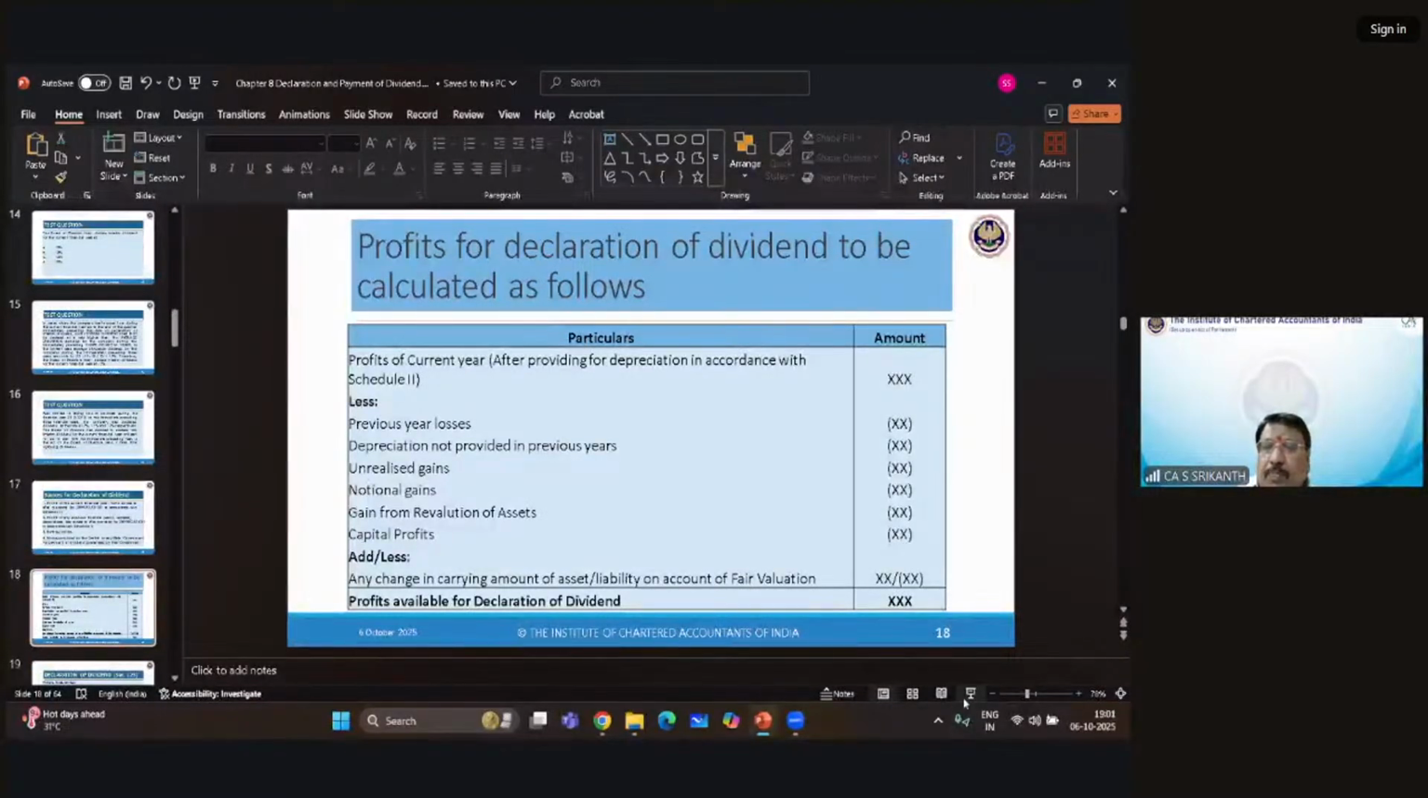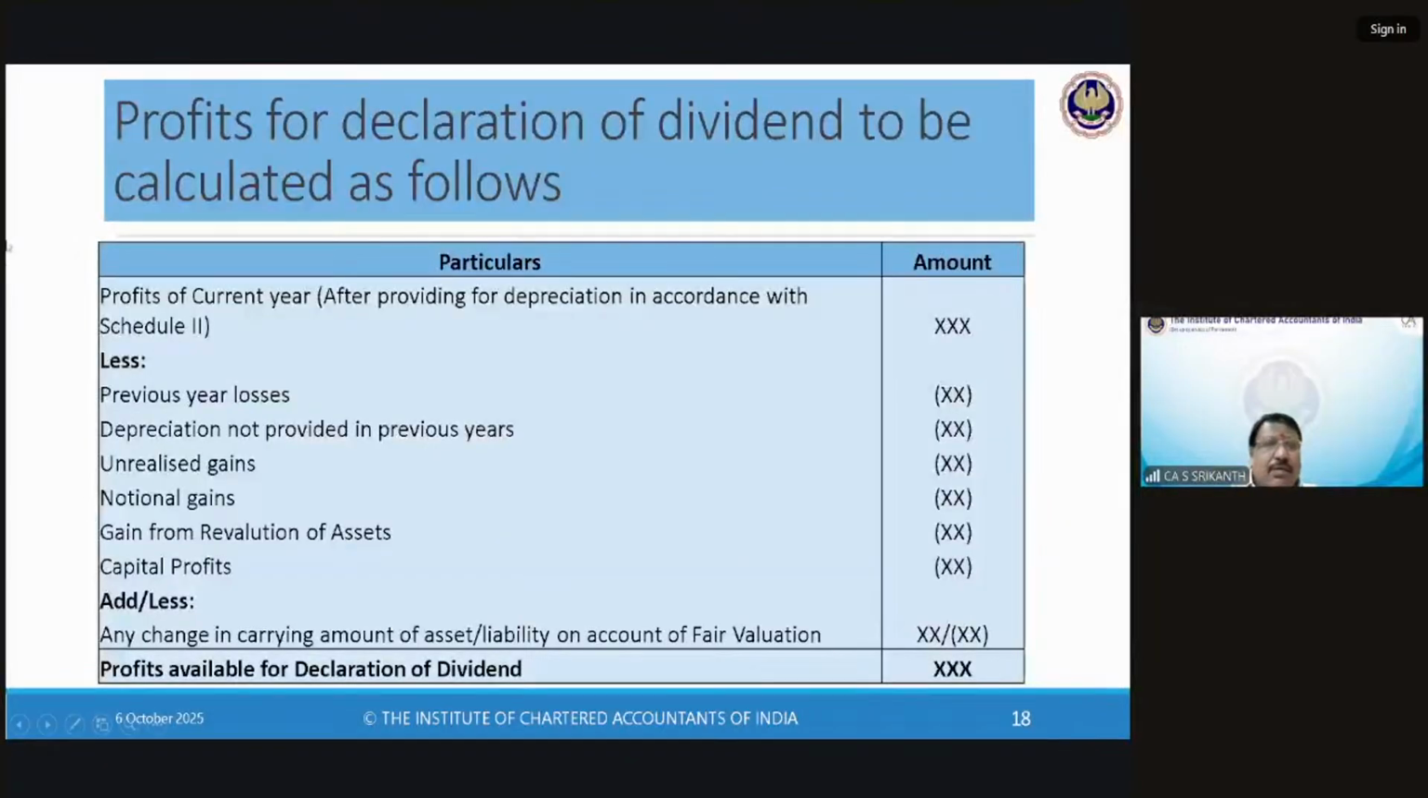Now, how to calculate profits for dividend? Dividend should be declared only out of revenue profits. But we'll be a little careful here. By and large, you should declare dividend only out of revenue profits. You should not declare dividend out of capital or notional profits. But there's one notable exception. As of now, understand.